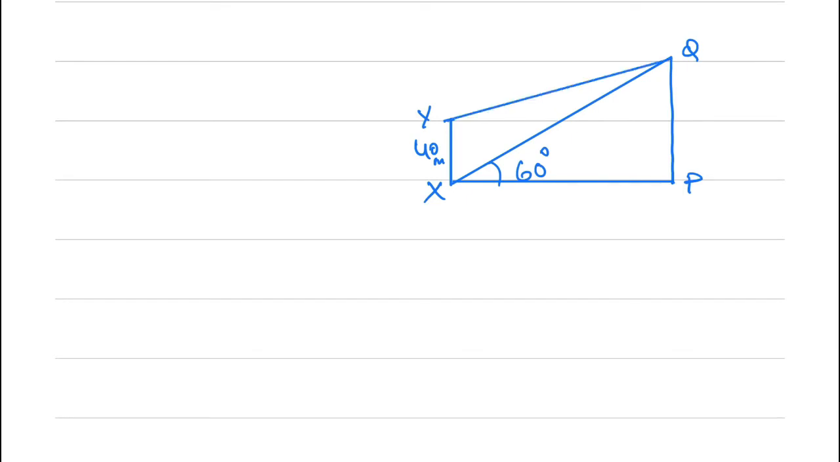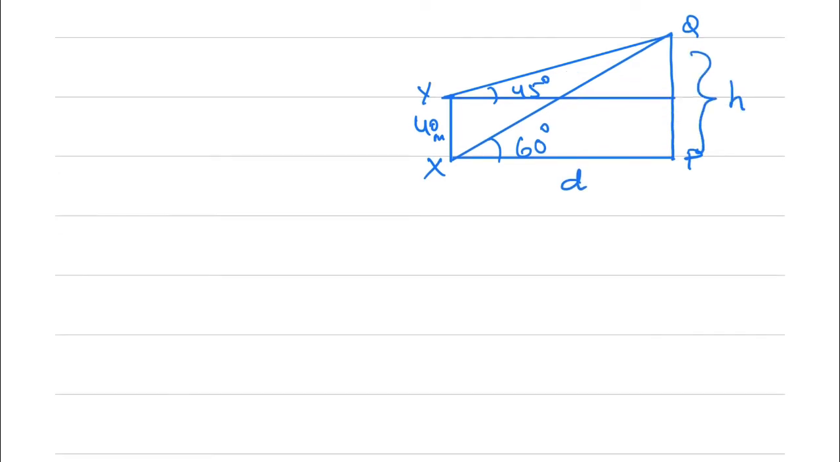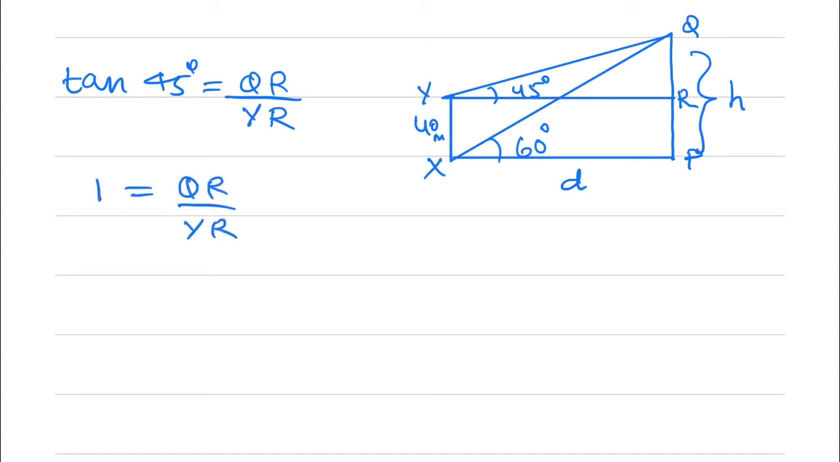So this becomes 45 degrees. The height of the tower PQ we have to find out, and the distance PX. So we have to find this distance and we have to find this height. Let this point be R. We can say first tan 45 degrees is equal to QR by YR. Tan 45 degrees is 1, so 1 is equal to QR by YR. So we can say QR is equal to YR.